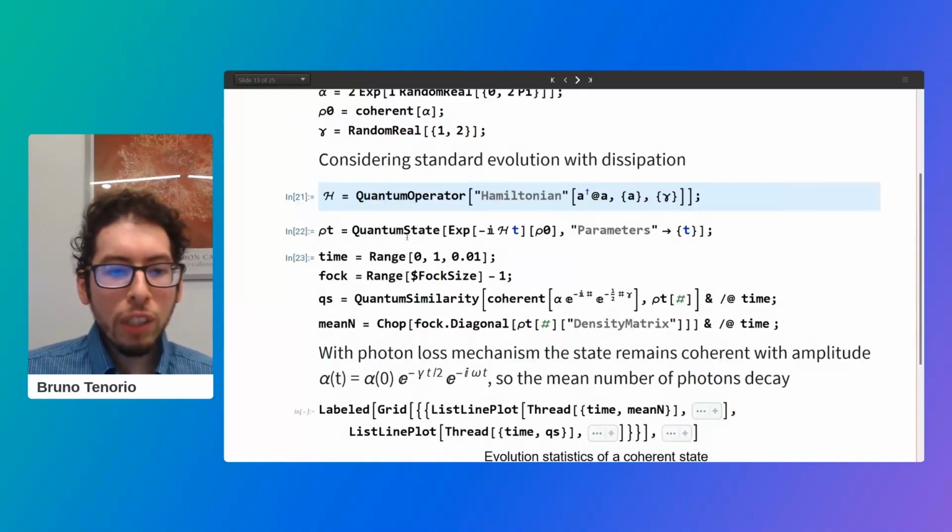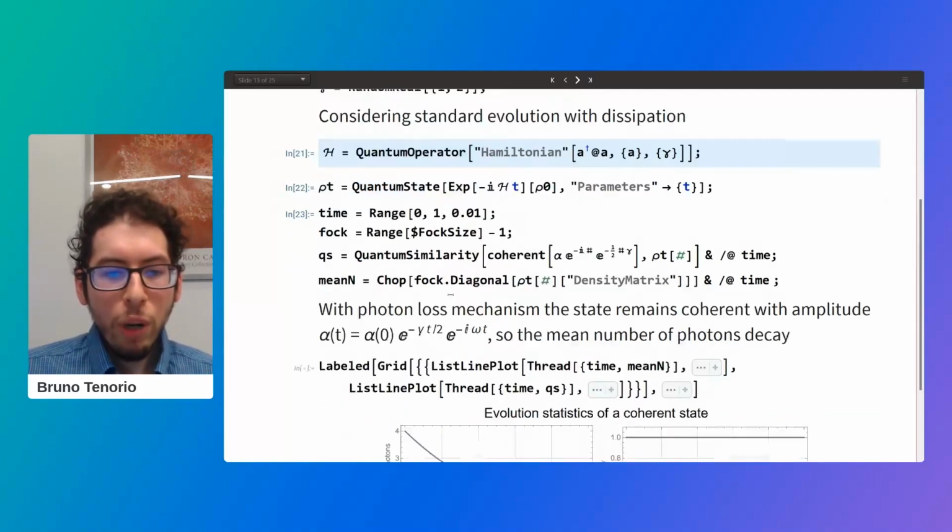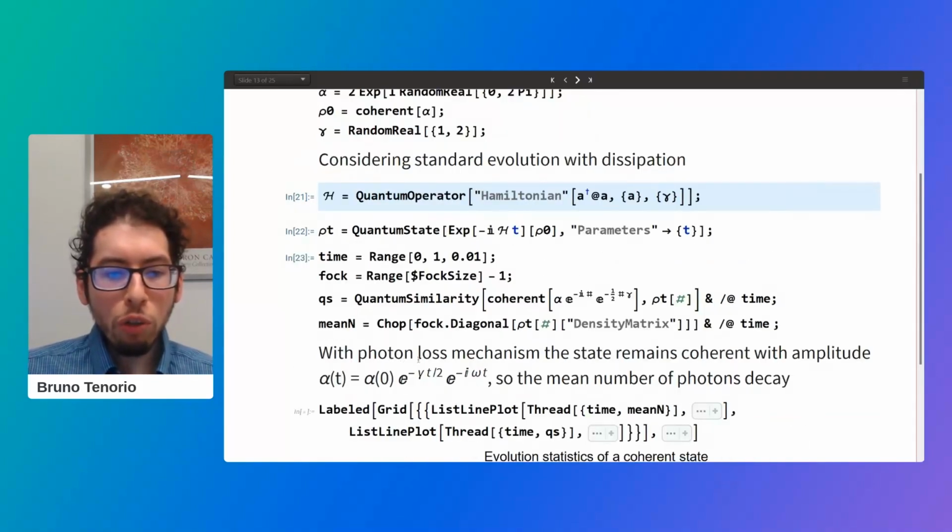As a function of time, we see the quantum similarity to this analytical expression, and we also see the mean number of photons. We know that with a photon loss mechanism, this state will remain coherent. That is important, but the amplitude will behave in this manner. There is an exponential decay factor and just a phase oscillating term. So essentially, the mean number of photons decays.